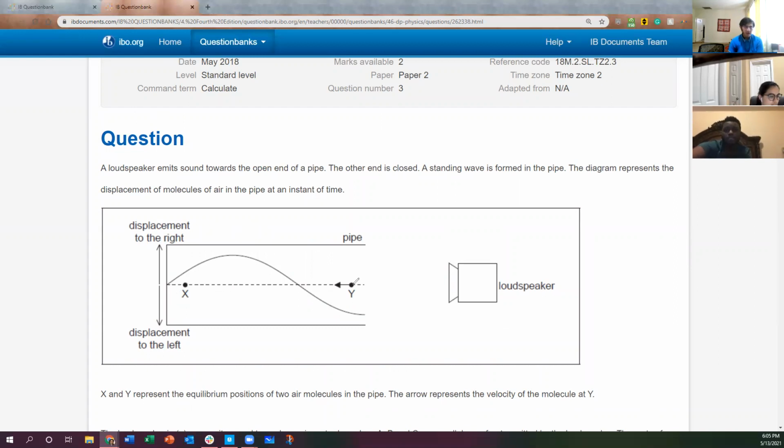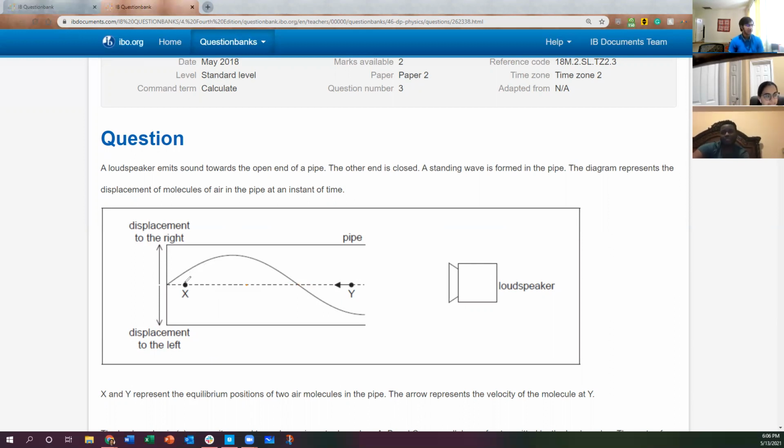So let's look at this. Y, they've told us, is going to the left, and they've shown us that this line right here is the equilibrium line. If it's below the equilibrium line, it's displacement to the left. If it's above, it's displacement to the right. So if I have x here and this line is above, is x going to the left or to the right? It would be going to the right.